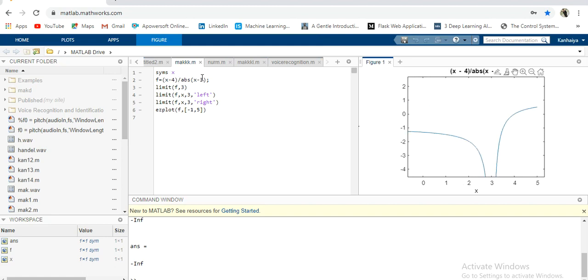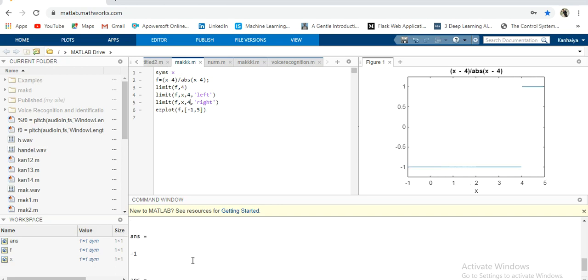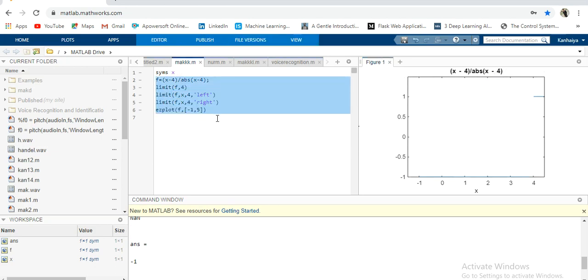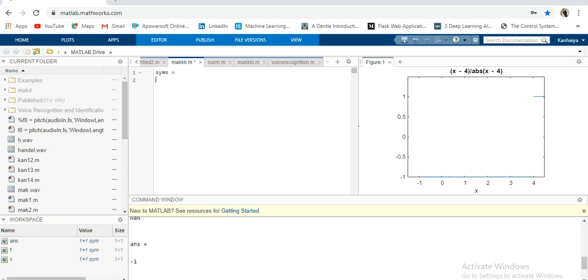Now let's make it 4 in the same way. Let's see if it is discontinuous at 4 or not. We will change only 3 to 4 and we will plot the graph for it. Let's run it. Look. It's also discontinuous at 4. The point of discontinuity is 4. At 0 it is giving NaN, that means the limit doesn't exist. That means this is discontinuous. Now let's move on to our next problem.